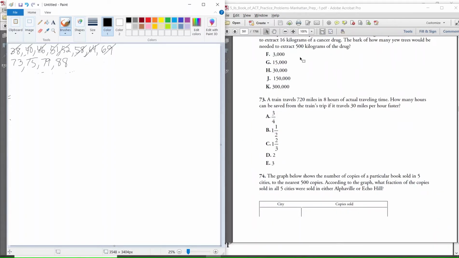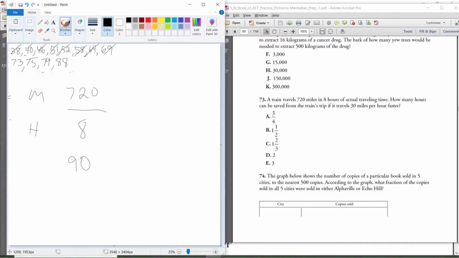73. A train travels 720 miles in 8 hours. That thing is moving. How many hours can be saved from the train's trip if it travels 30 miles an hour faster? All right, so let's see what the speed is in miles per hour. Let's divide 720 by 8. So what's 720 by 8? 8 times 9, you can do it on your calculator. 8 times 9 is 72, and bring over the 0. So 90. It was going 90 miles an hour.